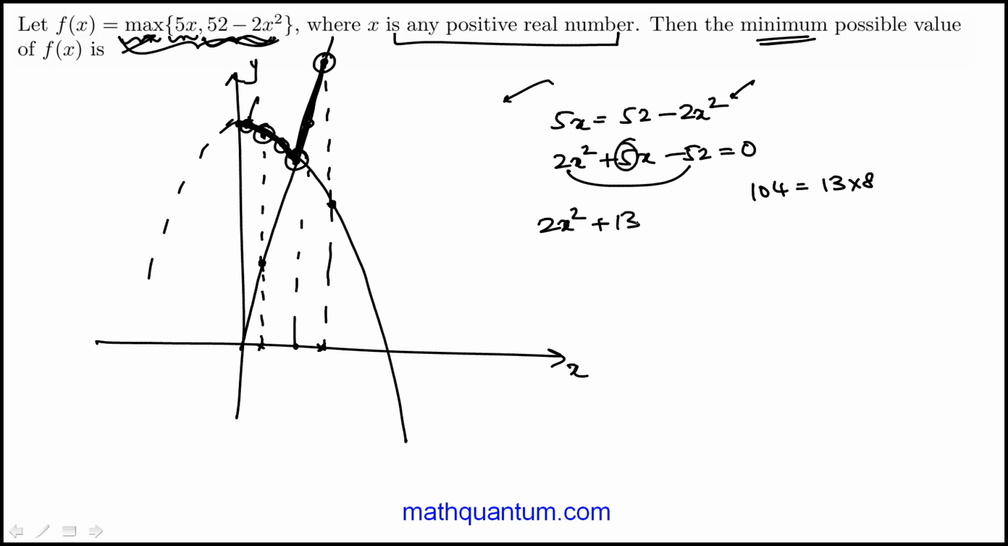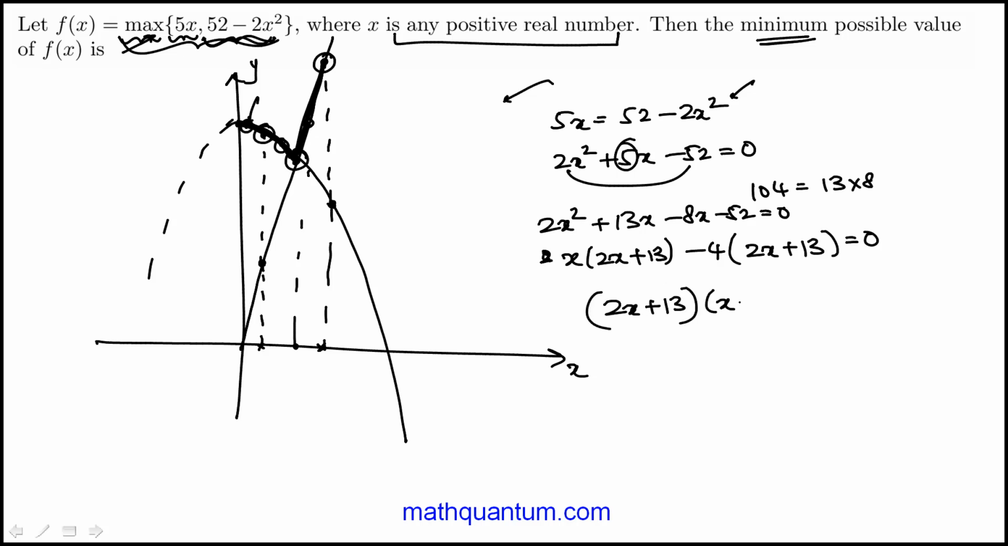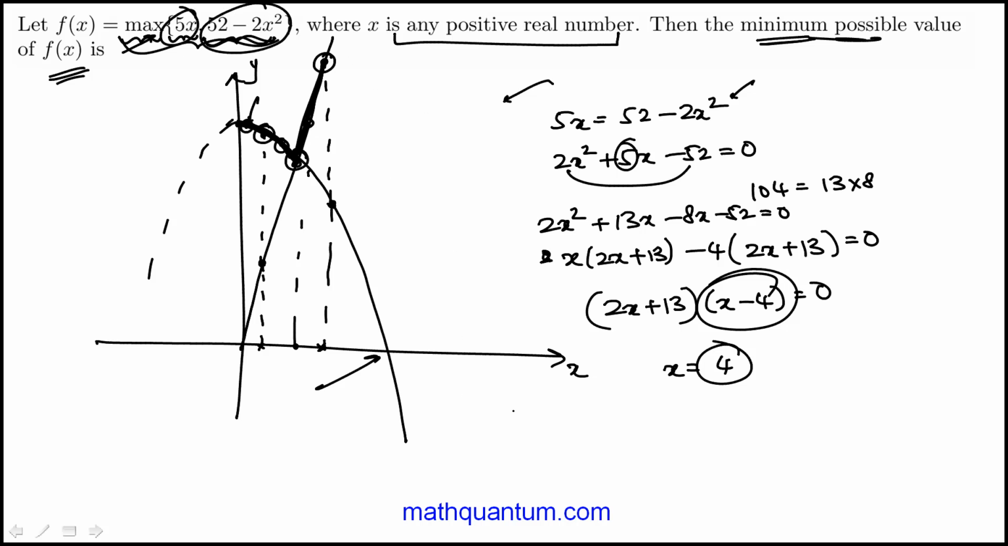So we can rewrite this as 13x minus 8x minus 52, and then factor in pairs. x, 2x plus 13, factor out a 4, 2x plus 13, and then factor out 2x plus 13. So again, since we're only looking at x positive value, the only solution is x equal to 4, which corresponds to that point. Now we need to find the minimum possible value of the function. We can plug x equal to 4 into either function, and we'll get the minimum value of that function, which is 5 times 4, 20, is the answer.